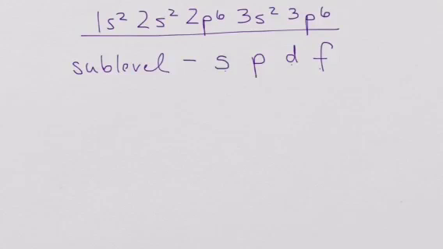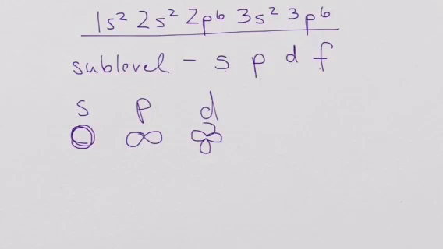Now, each one of these has a slightly different shape. S is a spherical shape. The P is a dumbbell shape. The D is a clover shape. And the F, we'll just call a wonky shape because it's too hard to draw.